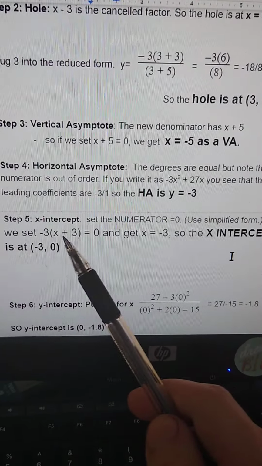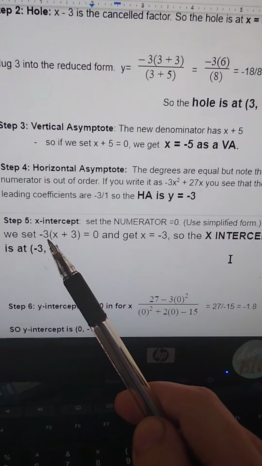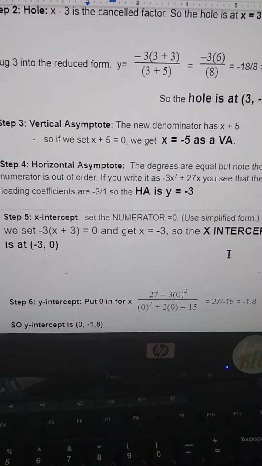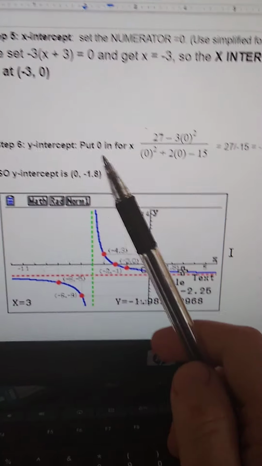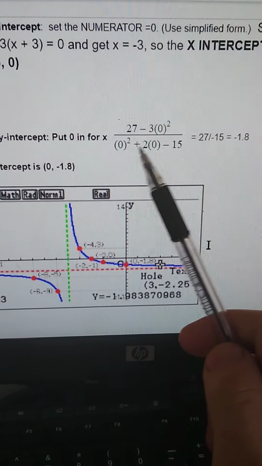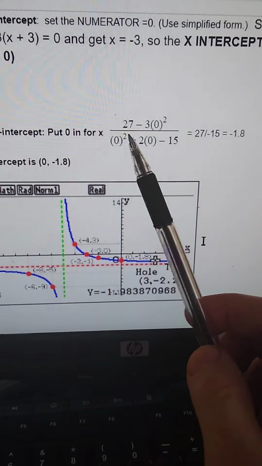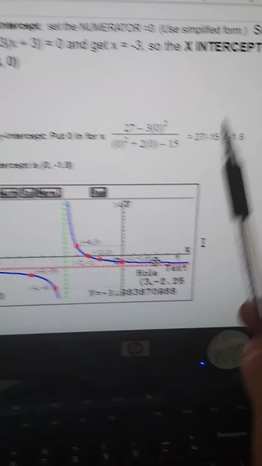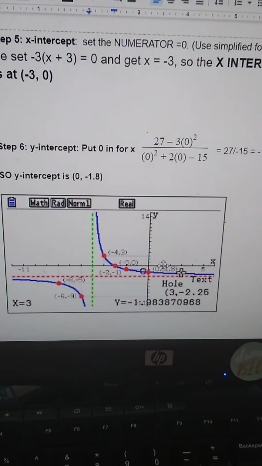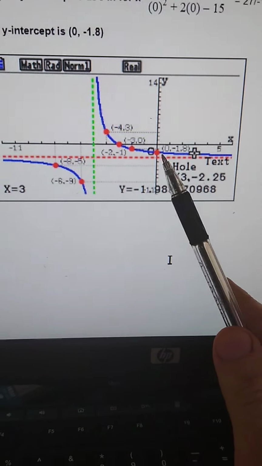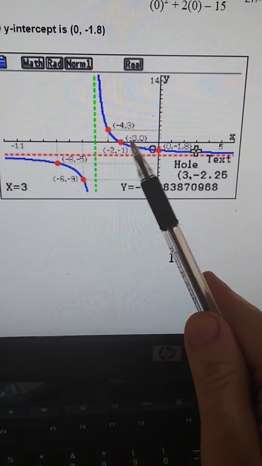The numerator has an x plus 3. Again, that negative 3 doesn't really mean anything. So I get an x-intercept of negative 3, 0. And then the y-intercept, if I plug 0 in, I'm going to use the original form. You can use the reduced form as well. I get 27 over negative 15, or negative 1.8. So there's my y-intercept at negative 1.8. There's my x-intercept at 3.